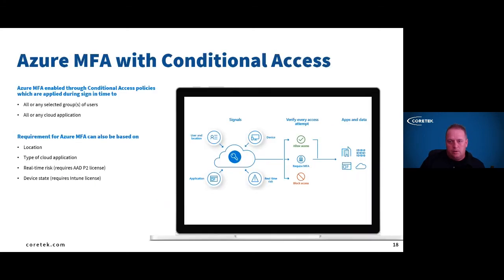So, talked about MFA with conditional access. These two together give you the most secure connection and the most control over that connection. And this image here just kind of re-shows that, right? The signal is the user coming in. The verify every access attempt is what we're going to do. And then the apps and data we're trying to access.